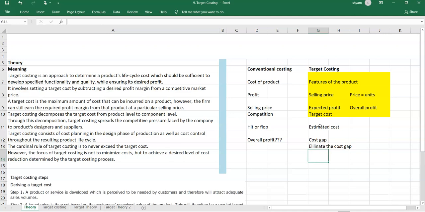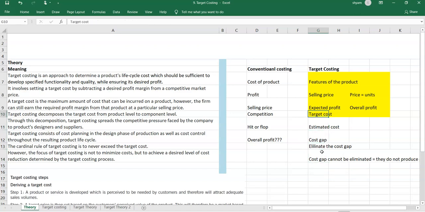If the cost gap cannot be eliminated, then they do not produce the product. They don't produce the product at all, because even if it is produced, it's not going to give them much profit. So why do it? They don't produce the product.